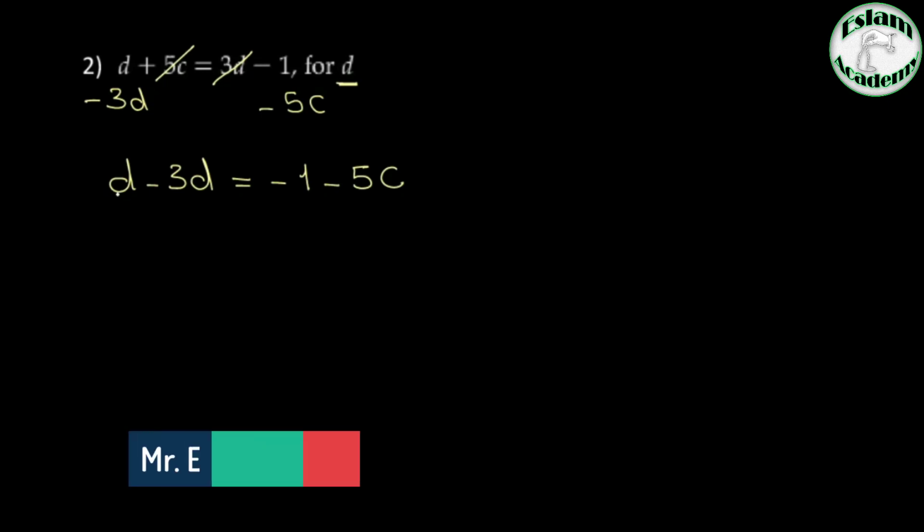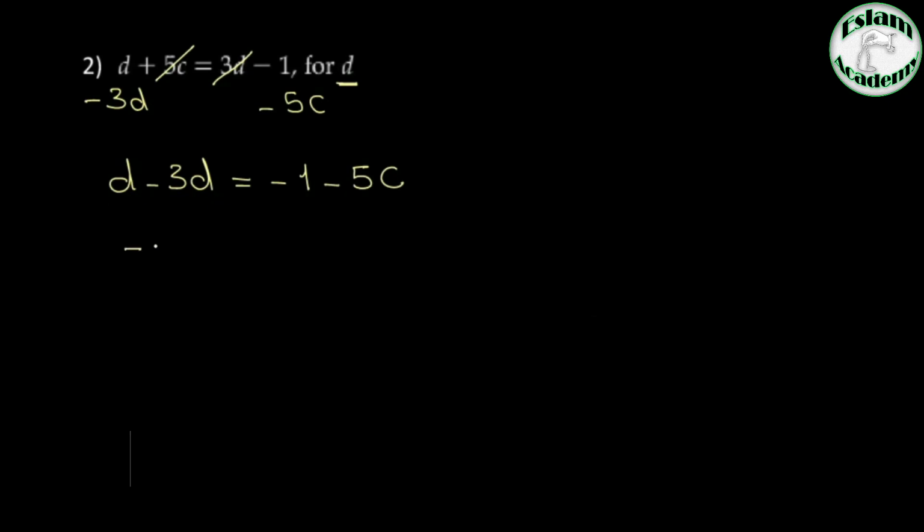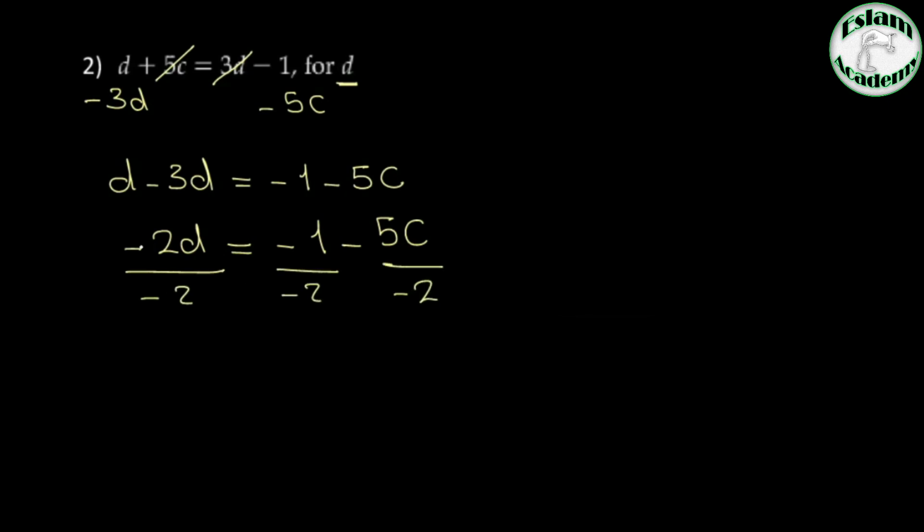You will find that d and negative 3d are like terms because they have the same variable with the same power, so we can combine them. d minus 3d is equal to negative 2d, equals negative 1 minus 5c. We'll divide all of the expression by negative 2. So we cancel, then d is equal to negative 1 divided by negative 2, which is 1 over 2, and negative 5c divided by negative 2, negative divided by negative equals positive, so this will be 5 over 2c.